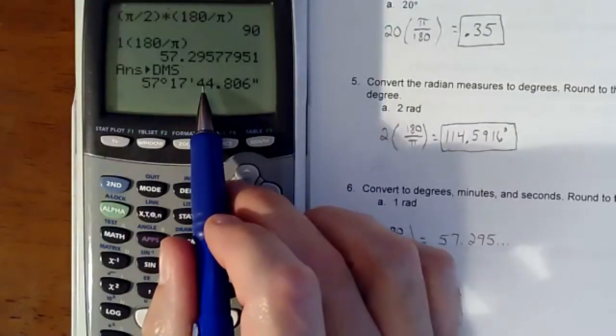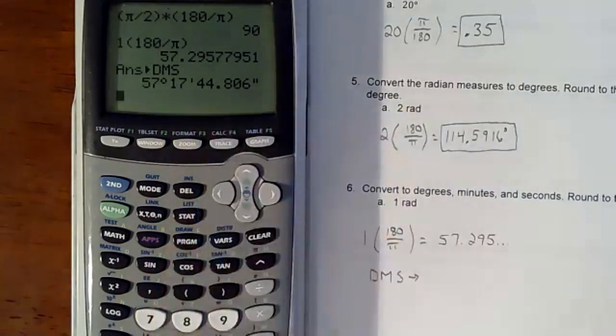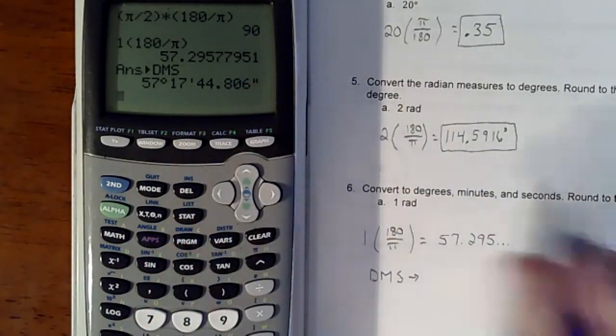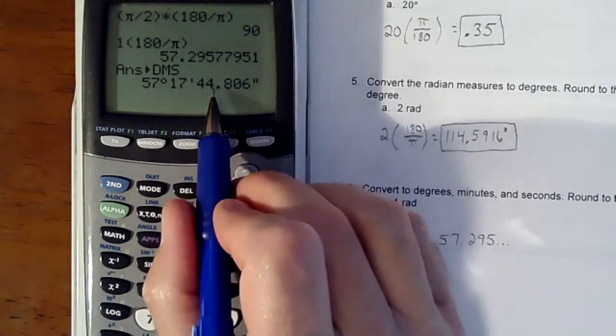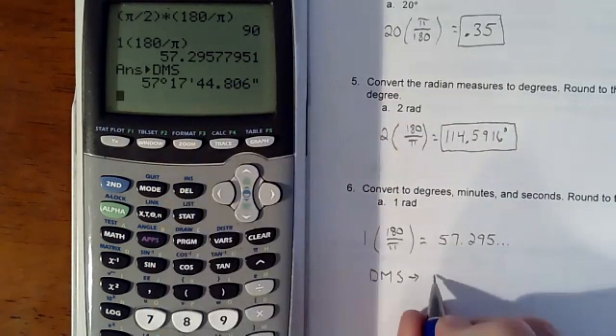And now here's where we want to start to round. So here's your minutes, here's your seconds, and then they want us to round to the nearest second. So that 8 is going to bump 44 seconds to 45 seconds. So we don't have to do the math. We just have to know how to get there on the calculator.